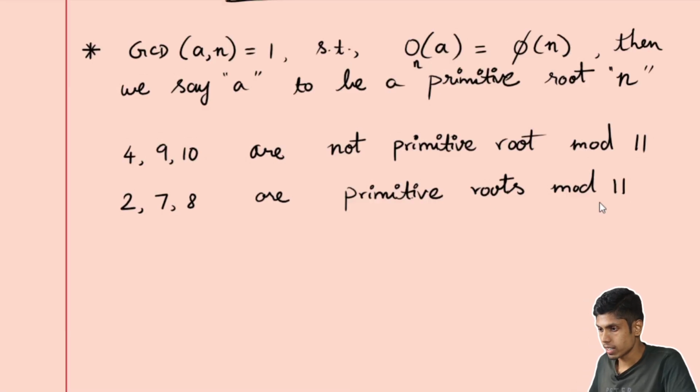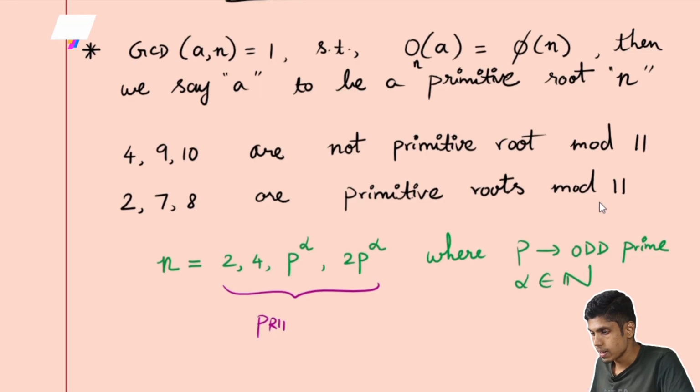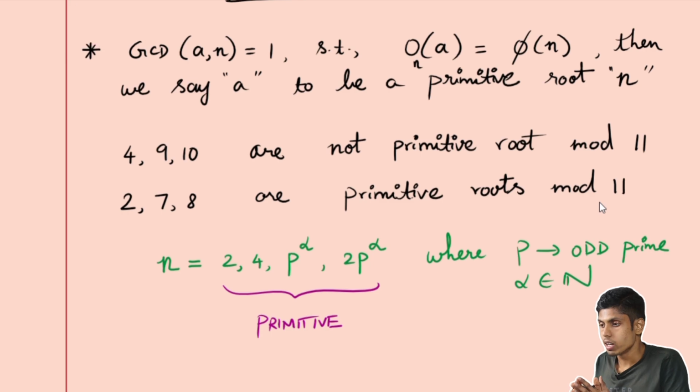More interesting fact is that if you take a natural number of the form 2 or 4 or an odd prime power p^alpha or 2 times an odd prime power p^alpha, where p is an odd prime and alpha is a natural number, then all these values of n possess a primitive root. This is a deep theorem and requires a rigorous long proof. We will do it in later videos, but for now we will take it to be true. They all possess primitive roots.